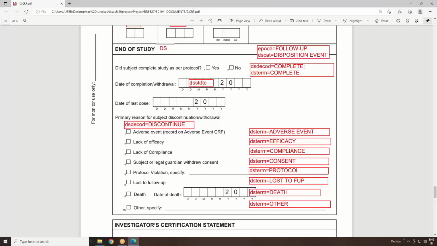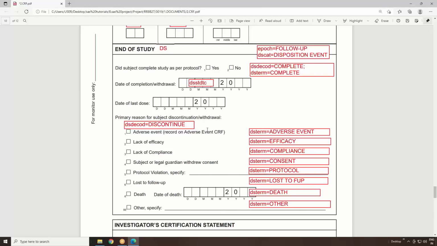Suppose a total of 300 members are participating in the clinical trial. All 300 members may need to complete, but some of them may withdraw at some time in the clinical trial itself. So if they withdrew, what is the withdrawal date? Or if completed, what is the completion date? Or the date of last dose: when the person took the last dose before completing the clinical trial or before withdrawing from it. You can get it in the data set called the DS data set. What is the primary reason for discontinuation? Suppose the person is discontinued, what is the primary reason for discontinuation?